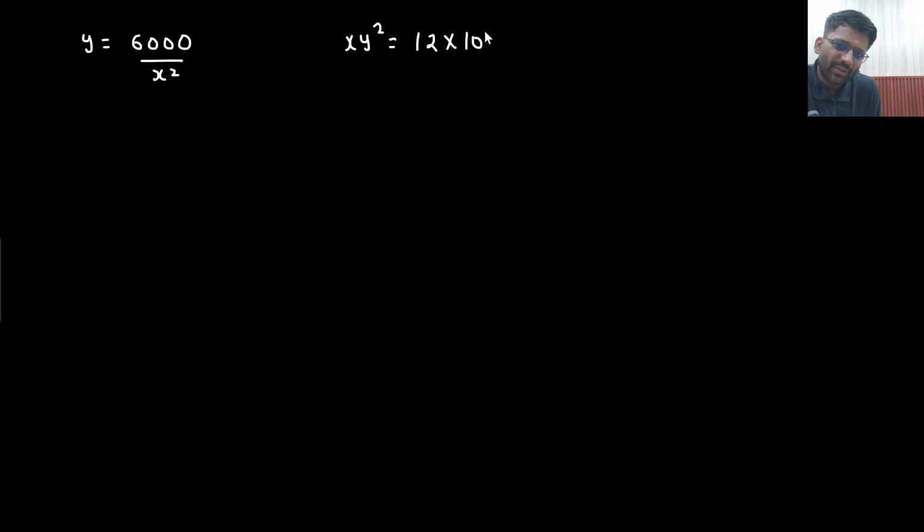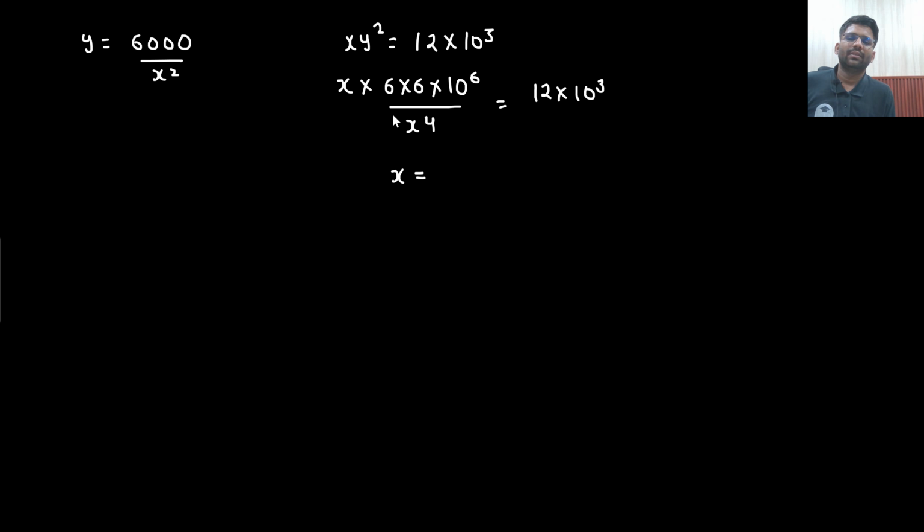So 12 into 10 to the power 3 I am writing. Okay, 12,000. So x into what is y square? Y square will become 6 into 6 into 10 to the power 6, right? 6,000 into 6,000 divided by x square into x square, that will become x to the power 4. So 12 into 10 to the power 3. So this will get cancelled out. X from here. So from here you can find out the value of x.